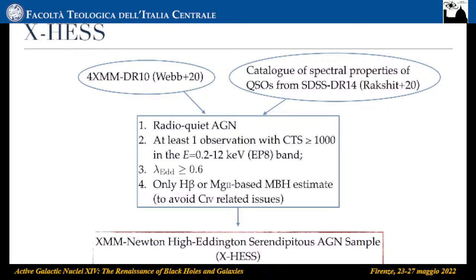We require that each source must have at least one good quality observation in terms of the photon counts in the broad band. And we select only, of course, sources with a sufficiently high value of lambda Eddington, which we set to 0.6. And the black hole mass estimates only come from H-beta or Mg II, to avoid all those issues related to the C IV estimates. And in the end, we obtain a catalog that we called the XMM-Newton High Eddington Serendipitous AGN Sample, or XS.